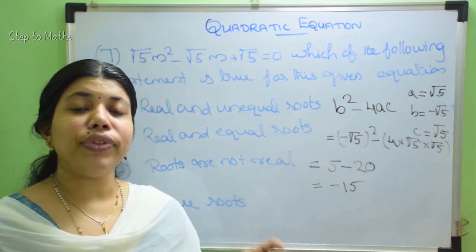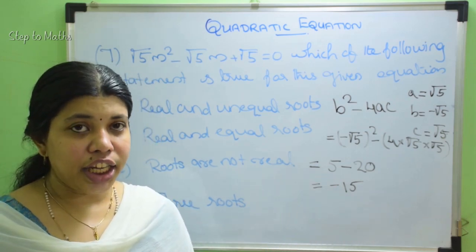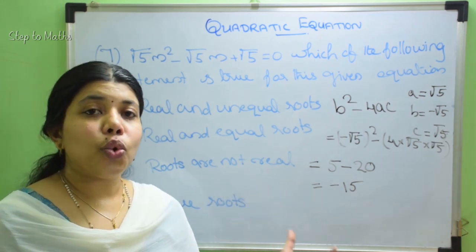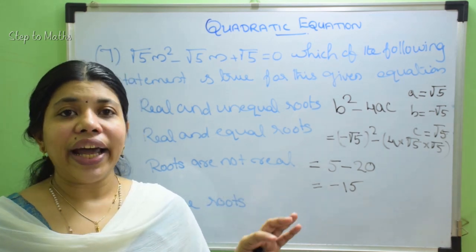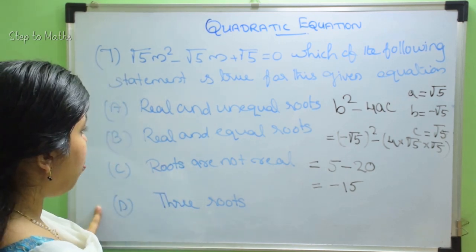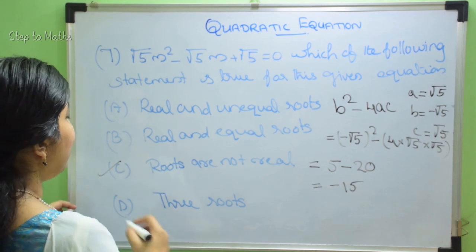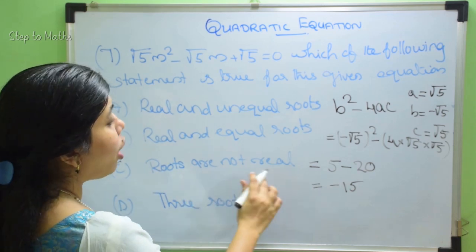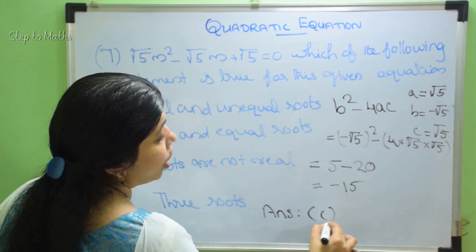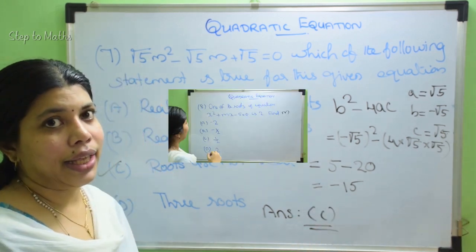If the value of the discriminant is negative, or less than 0, it means the roots are not real. From the given options, option C, roots are not real. Our answer is option C.